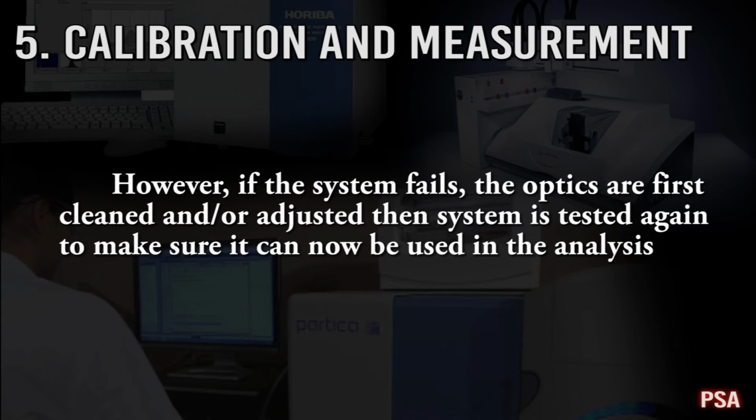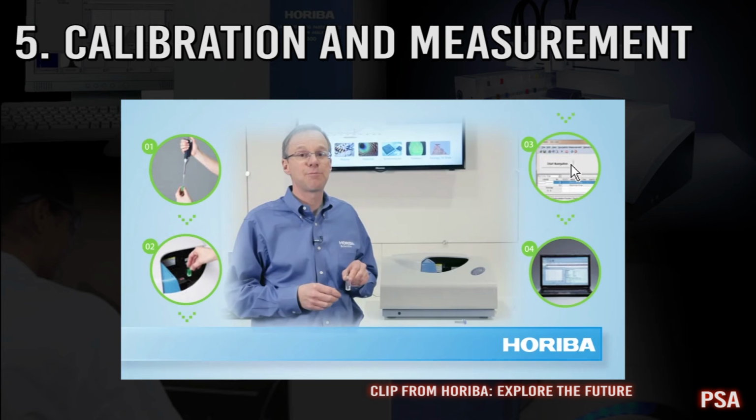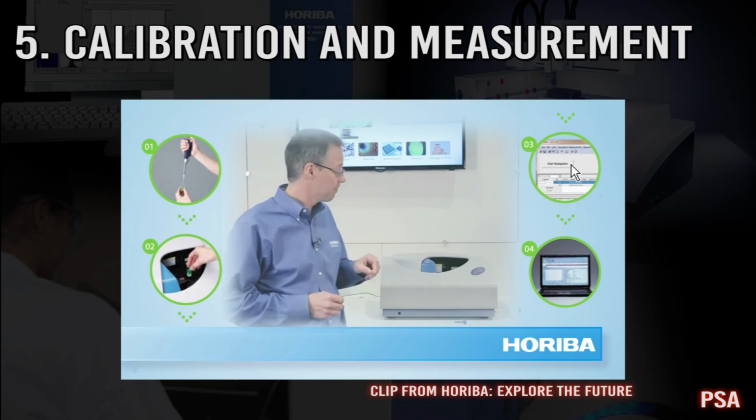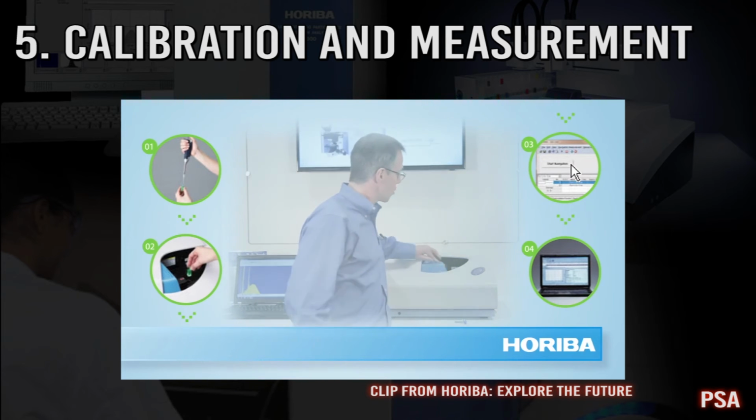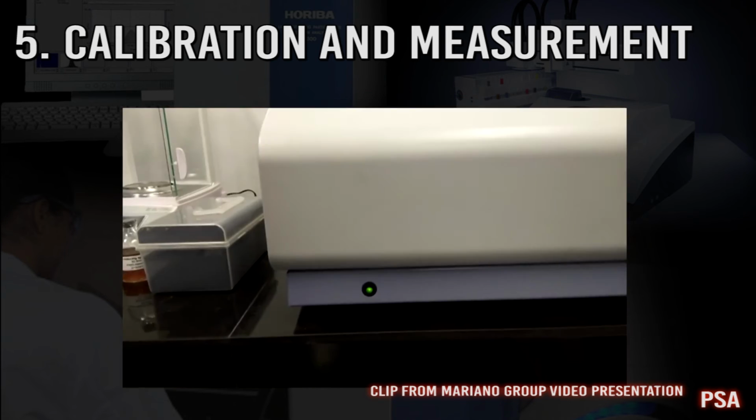However, if the system fails, the optics are first cleaned or adjusted and the system is tested again to make sure it can now be used in the analysis. The sample solution to be analyzed was first prepared, then the cell will now be placed into the sample holder of the device which is used for determining particle size.